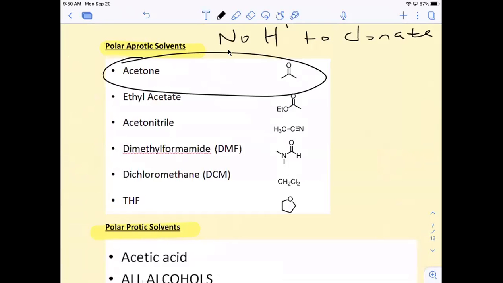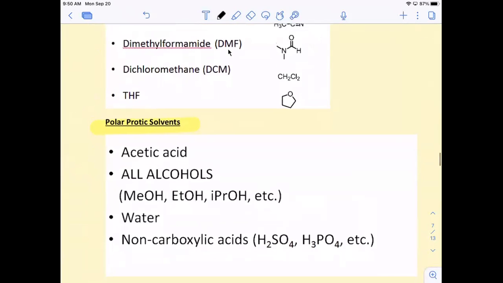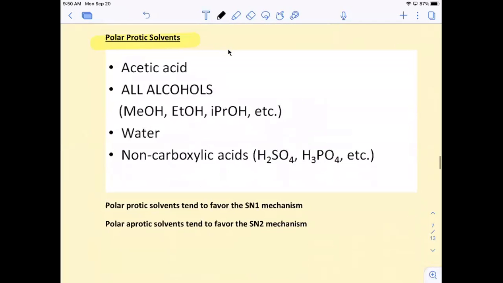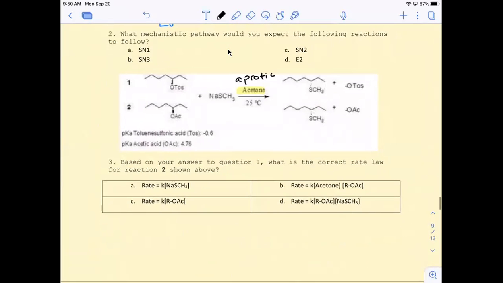It's polar aprotic. The only way you can get a proton from acetone is with a strong base to pull it off. But it's not protic. It doesn't just readily give up protons. The pKa of those acetone alpha hydrogens is like 19 or 20. So they're not just going to pop off. All right. So acetone is aprotic.